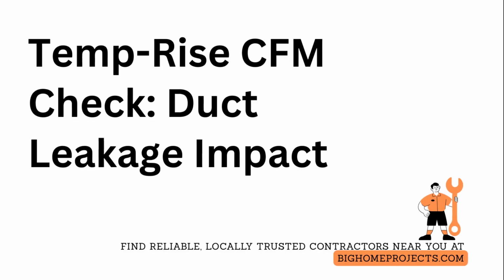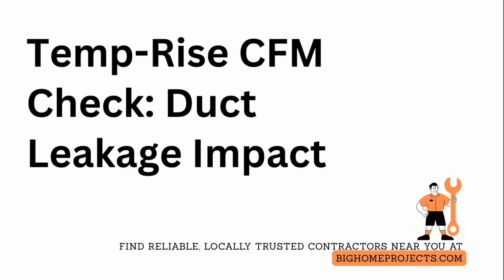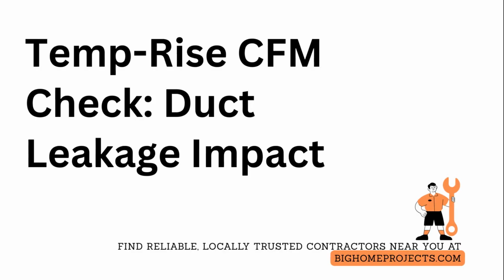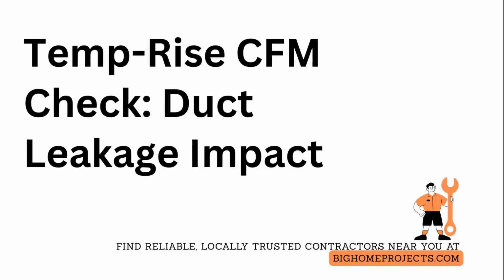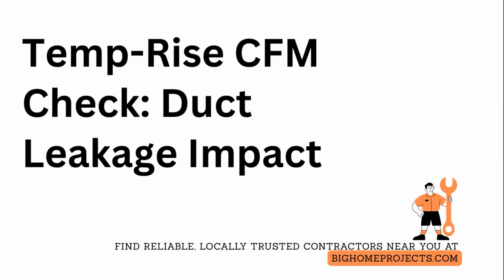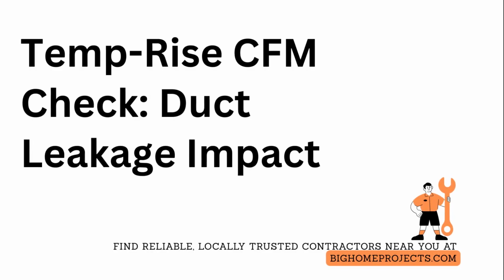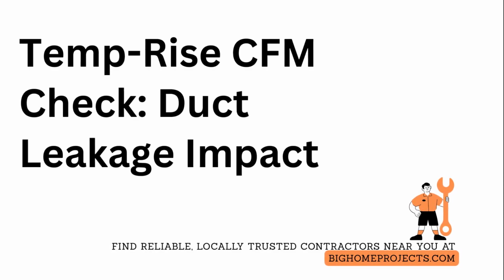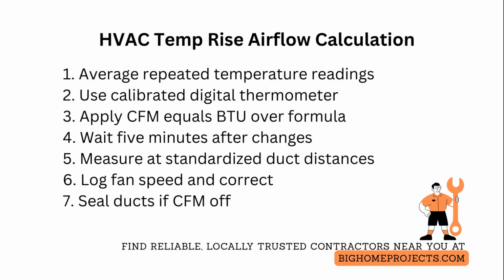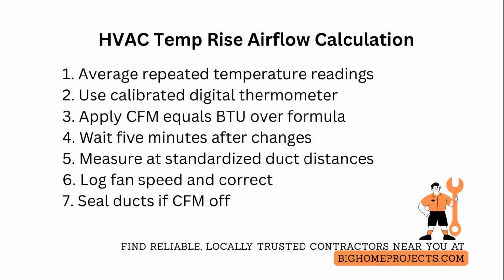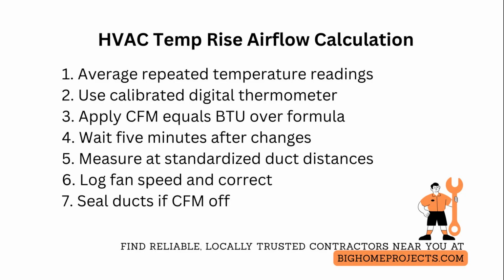HVAC temperature rise formula gives a fast way to estimate supply airflow in cubic feet per minute using measured temperature difference and system capacity, and getting it right requires careful attention to measurement points and leakage. Measure supply and return air temperatures 3 times at each location, averaging steady-state readings to reduce sensor noise. Use a calibrated digital thermometer accurate to plus or minus 1/10 of a degree if possible.